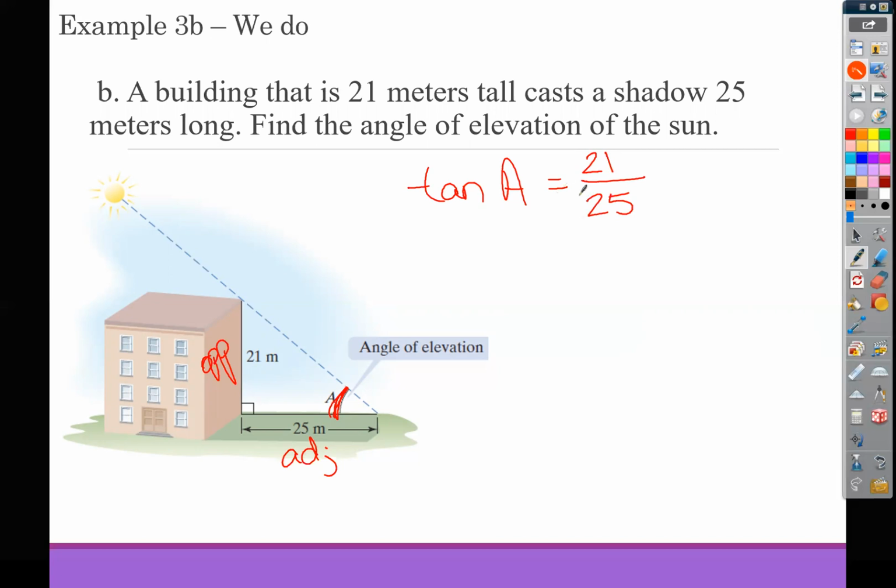But if they're giving you the sides, how do you find the angle? In your calculator, you have to hit second tangent, and it'll look like this. Second tangent, 21 over 25, and that will give you A. And when you do that, you should get about 40 degrees.